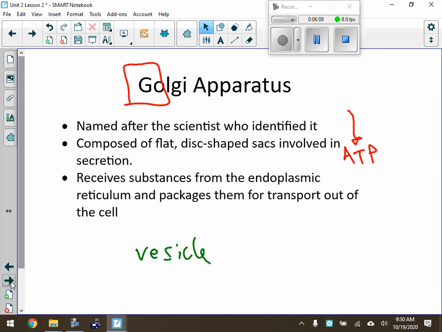It does this through something called a vesicle. You could write that down. That's probably not a bad thing. So it uses vesicles to basically transport those materials out of the cell.